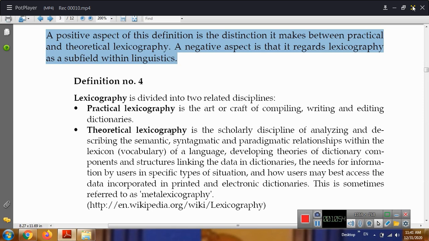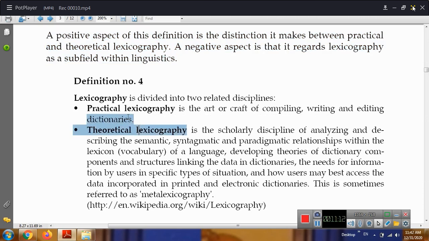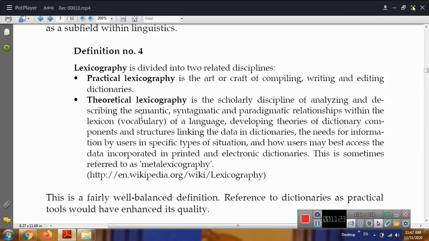Again, we have another definition for practical lexicography and theoretical lexicography, but here we mention other features of these two types of lexicography. Practical lexicography is the art or craft of compiling, writing, and editing dictionaries. Okay, here you can see another definition for practical lexicography, which is connected to compiling, writing, and editing dictionaries. Theoretical lexicography is the scholarly discipline of analyzing and describing the semantic, syntagmatic, and paradigmatic relationships within the lexicon, the vocabulary of a language.